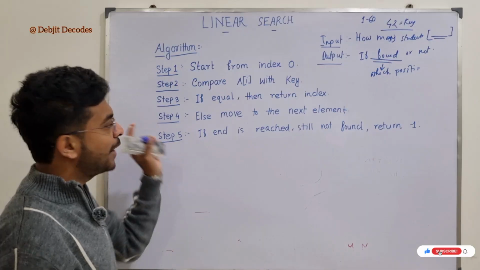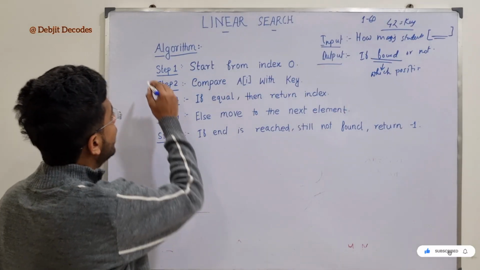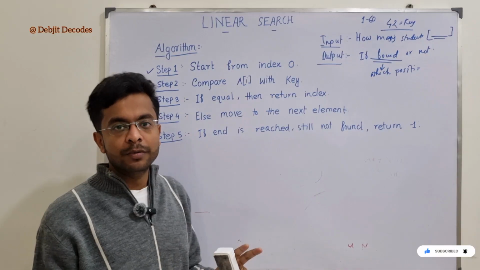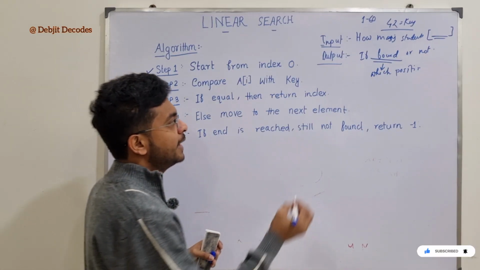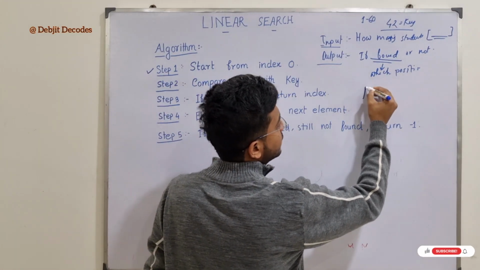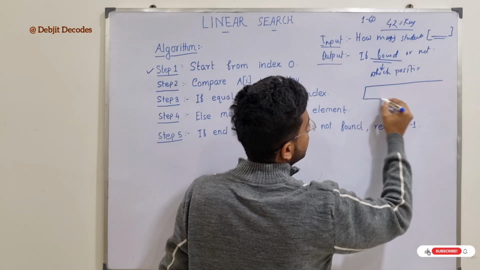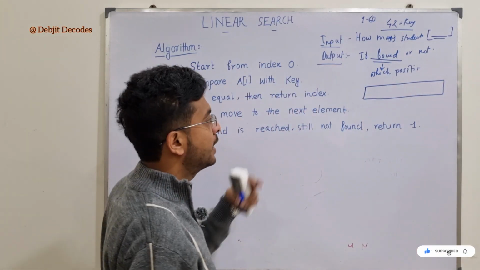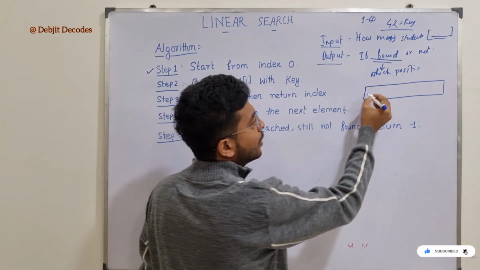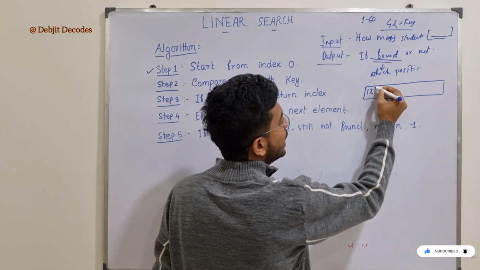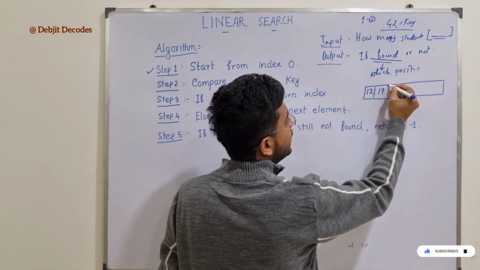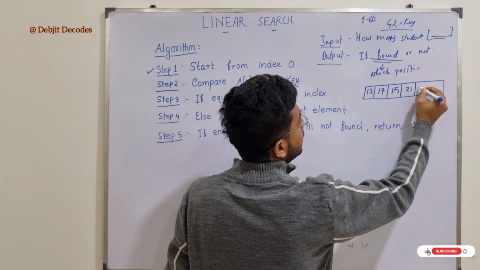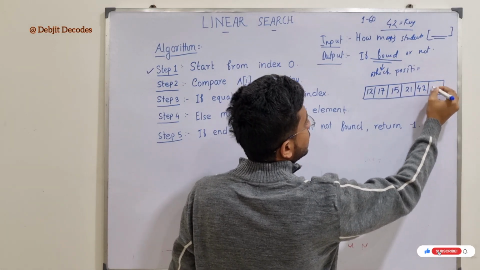Okay, so now let me go to the step-by-step algorithm part. I have written 5 steps over here. So what is step 1? Step 1 is you start from index 0. Let me take this kind of an array. Suppose this is an array, and as I am saying, the values are not in sorted manner or anything. Suppose the values are 12, 17, 15, 21, 42, 37.